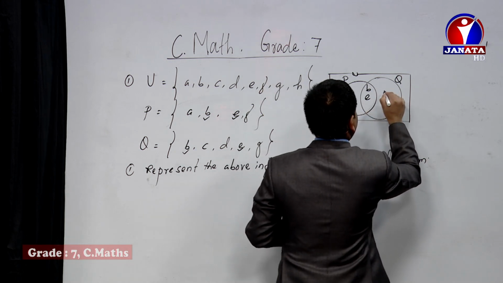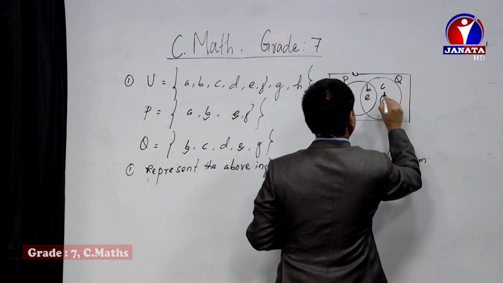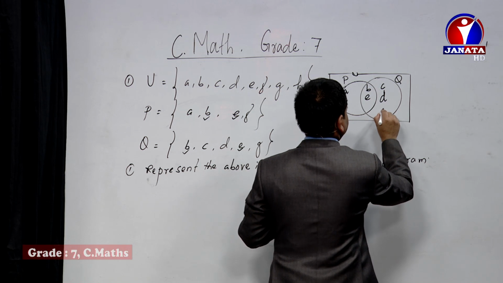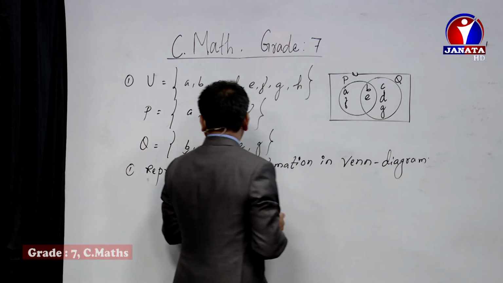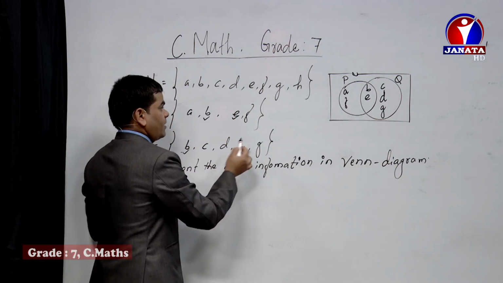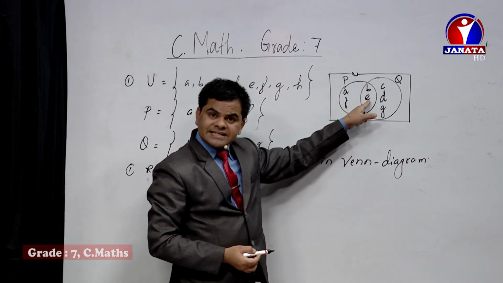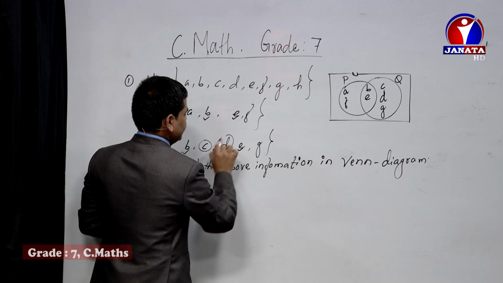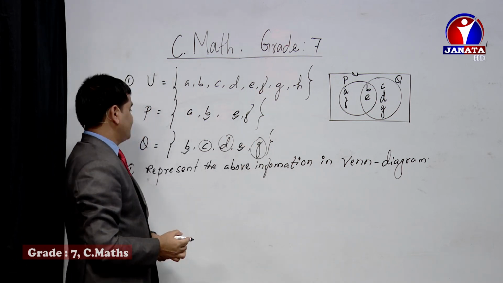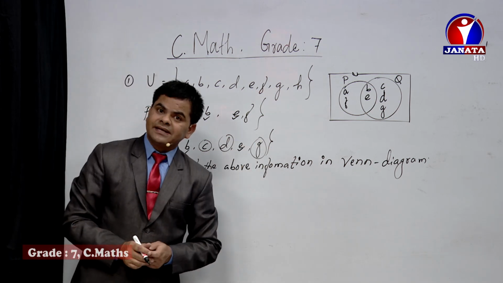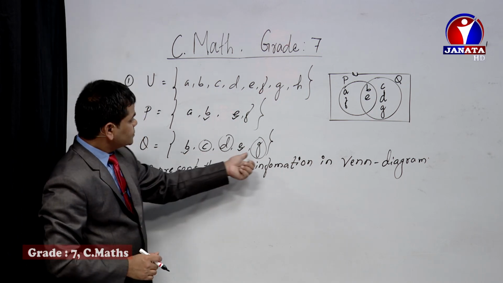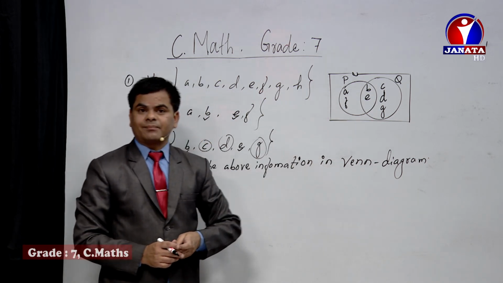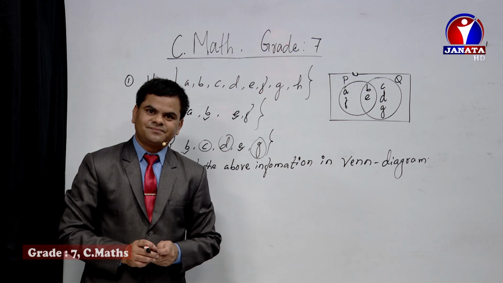C, D, and then which one remains? G. So G will come in here. B and E are already kept in the common place. Now the other elements C, D and G are the elements which belong to only Q. That's why we are going to include them. We have included them in the place of Q only.